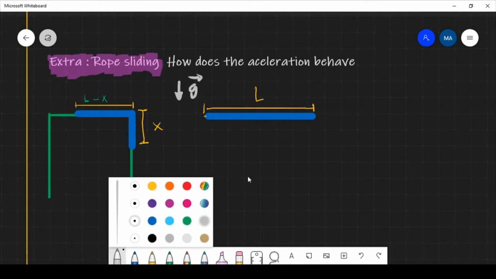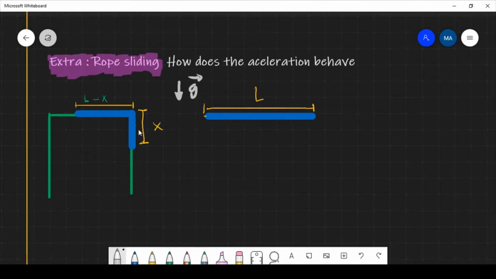So this gravity will pull this part over here, and then it will end up sliding all the way down. So the question is, how do you think the acceleration of this rope will behave, and what is the velocity in the end, in the moment the rope ends up getting out, when this part over here gets here? So this is what we are going to answer.